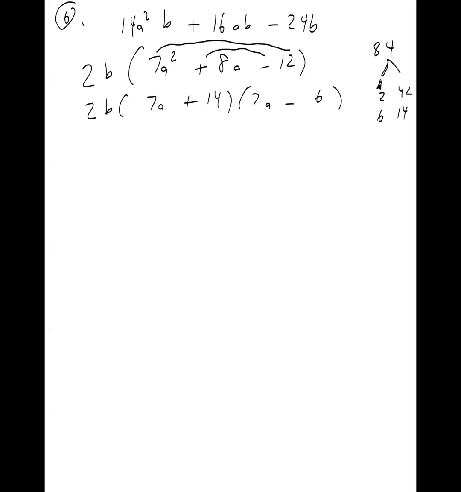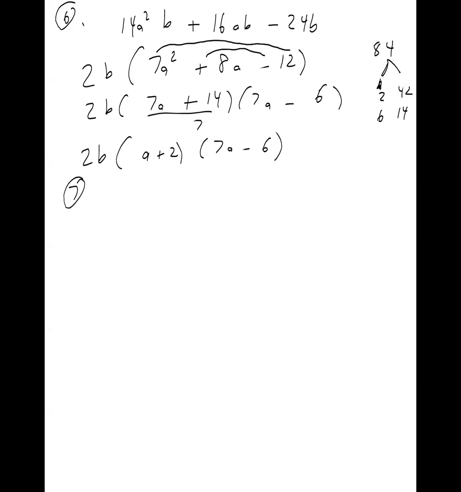Now I have to get rid of the extraneous factors, and I only have one of them now, which is the 7. So I'll get 2b and then a plus 2 times 7a minus 6. There we go. And that looks kind of like a b up there, so let me fix that. But the correct answer is 2b times a plus 2 times 7a minus 6.